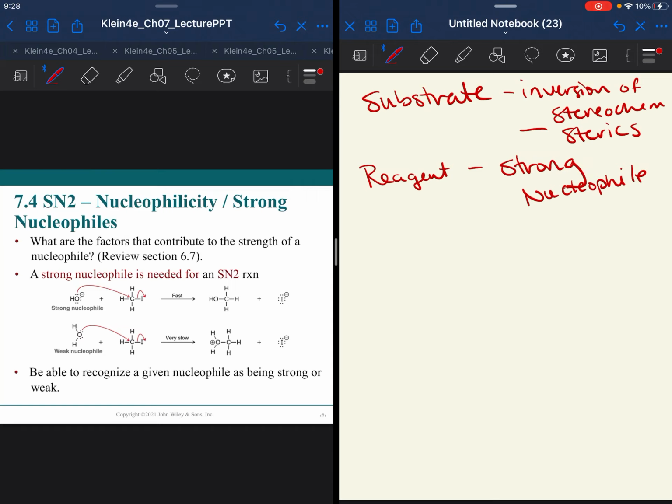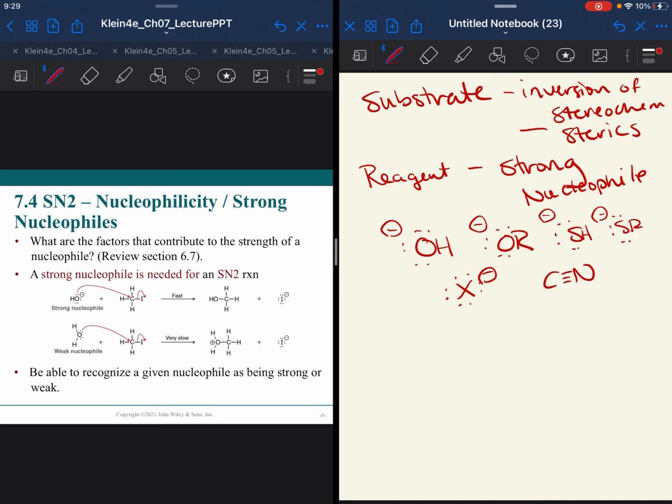So let's talk about what is strong versus what is weak. A strong nucleophile often will have a charge. It could be an OH, could be an OR with a minus, could be the sulfur derivatives. There are a bunch of different options. It could be a different halide ion.